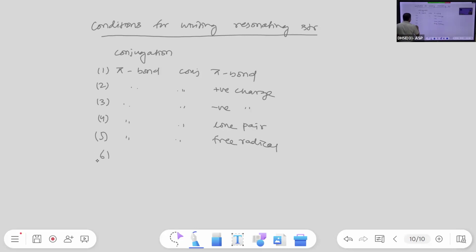Then pi bond in conjugation with free radical. Then positive charge or vacant orbital in conjugation with lone pair. Students, quickly note down. These are the conditions by which we can draw the resonating structure. Quickly note down.